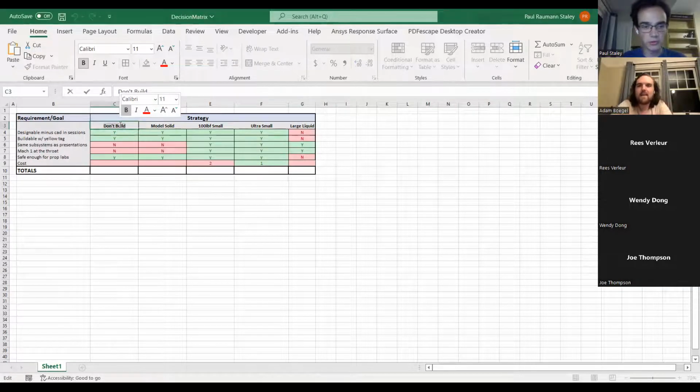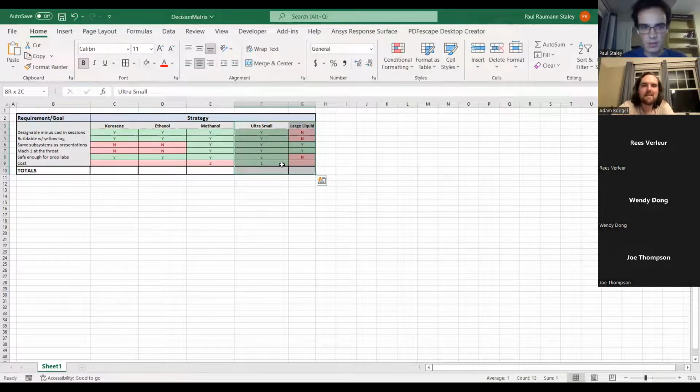And first thing we're going to do are the fuels. I promise this is literally going to take like 5 minutes. Let's go. Kerosene. Ethanol. Methanol. And these can go away.